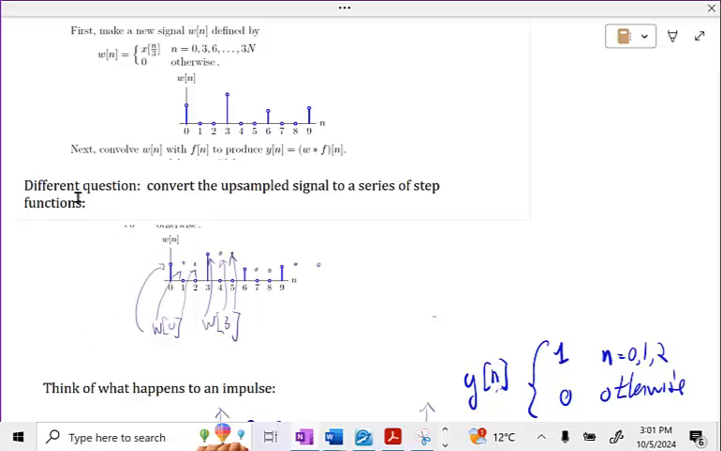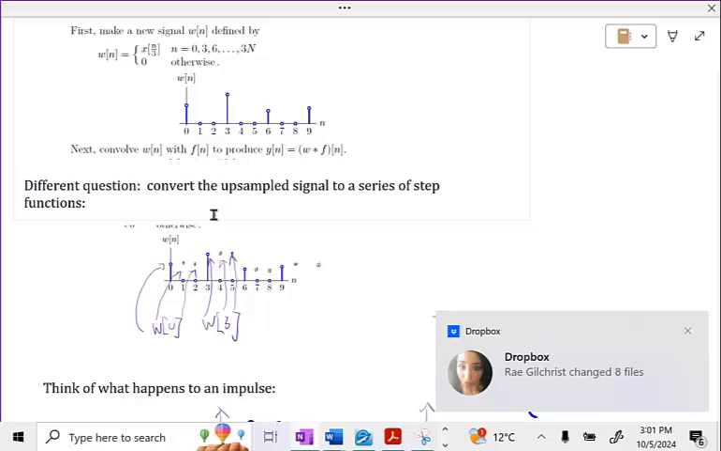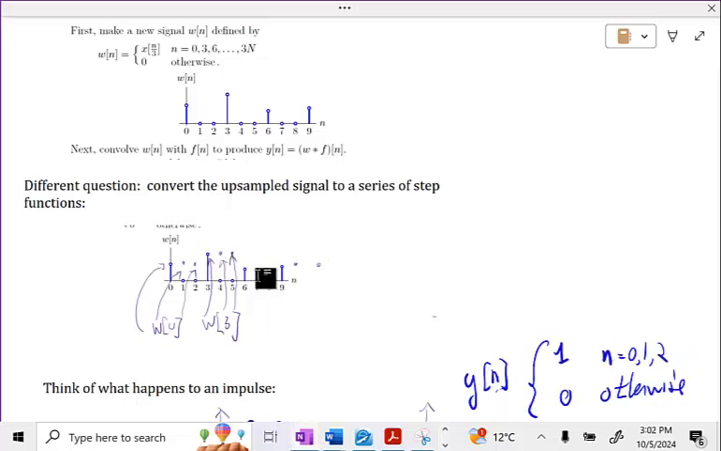Suppose you want to convert the upsampled signal to a series of step functions. Right. So this point here becomes a step function. So the 3 values are the same. This point here becomes a step function also. 3 values are the same, and so on. Okay. So then the question is, how do you get this using a convolution?